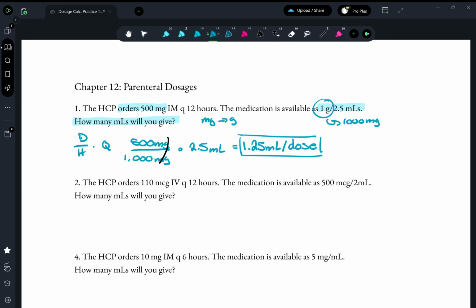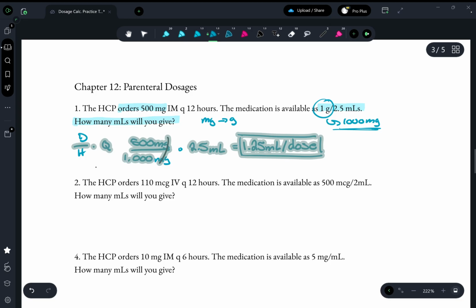But because we are converting, we can use dimensional analysis for this. So let me erase all of that.